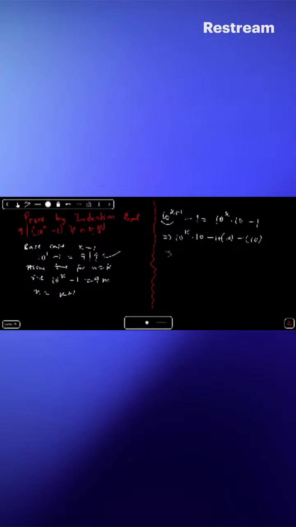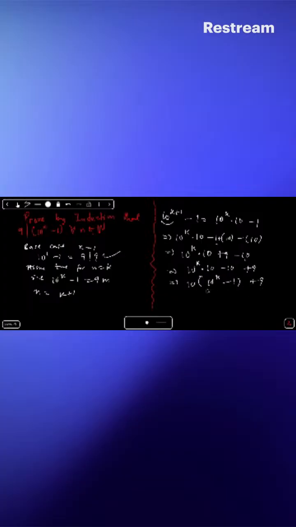Okay, so then minus 1 plus 10 will give us 9. So we have 10 raised to the power of k multiplied by 10, then plus 9 minus 10. Then we can bring this negative 10 here. So we are going to have 10 raised to the power of k multiplied by 10 minus 10 plus 9. Then we can factor out 10 here, so that will be 10 into bracket 10 raised to the power of k minus 1 plus 9.